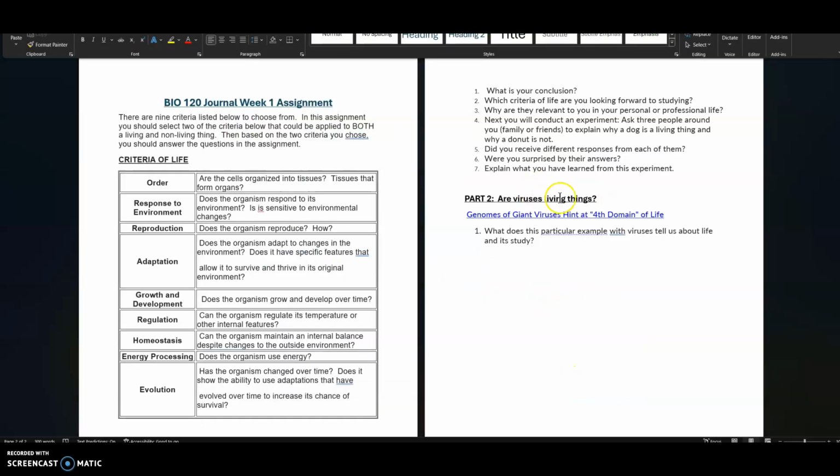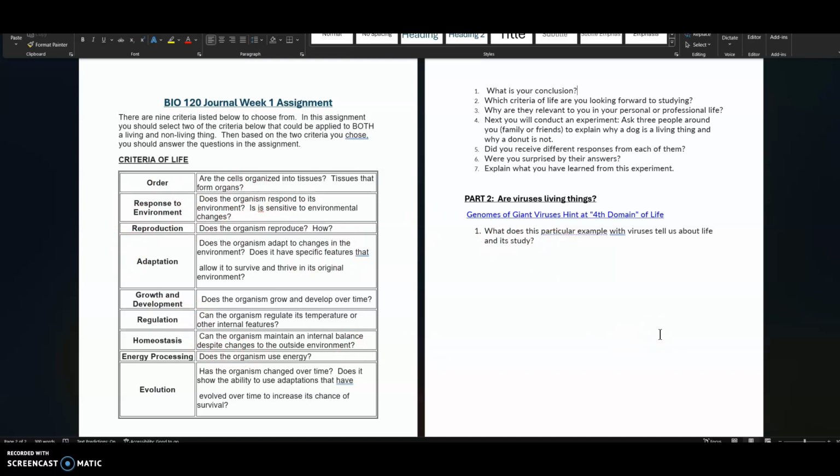So in my assignment, I just went ahead and did part 2. There's the article. And then you're just answering this question about why this particular example with viruses tells us about life, or what this tells us about life and its study. So you're essentially just answering why you think viruses are living or non-living based upon what you have read and learned about the different criteria of life. And that is it. You'll turn that in.